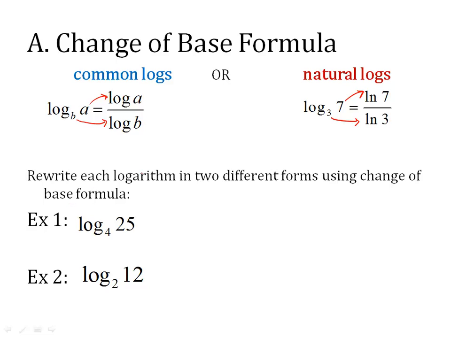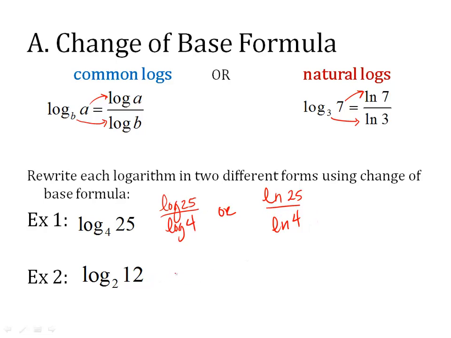Rewrite each logarithm in two different forms using the change of base formula. So this just says to rewrite it. Yeah, you can go ahead and calculate it if you want, but it'll be the same. Log base 4 of 25. I can rewrite that as the log of 25 divided by the log of 4. Or with natural logs, the natural log of 25 divided by the natural log of 4. Either way I type it in the calculator, with logarithms or natural logs, you're going to get the same answer.